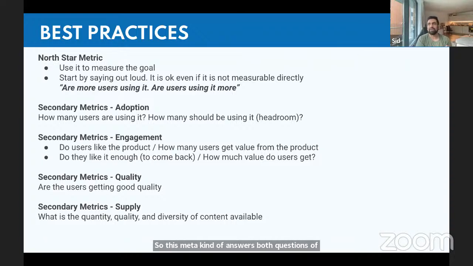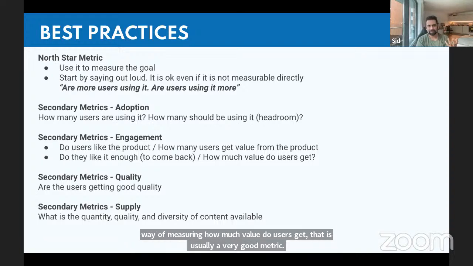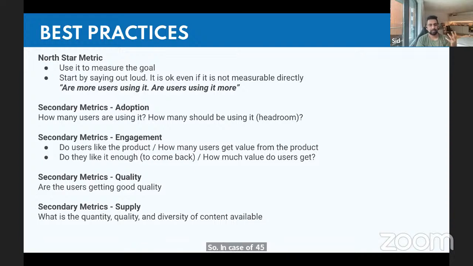And if there is a way of measuring how much value users get, that is usually a very good metric. So in the case of Spotify or Netflix, I could think of, hey, data science shows that as soon as somebody has created 5 playlists, their LTV goes up and they retain for longer. So then I would like to see how many users have at least 5 playlists, and things like that.